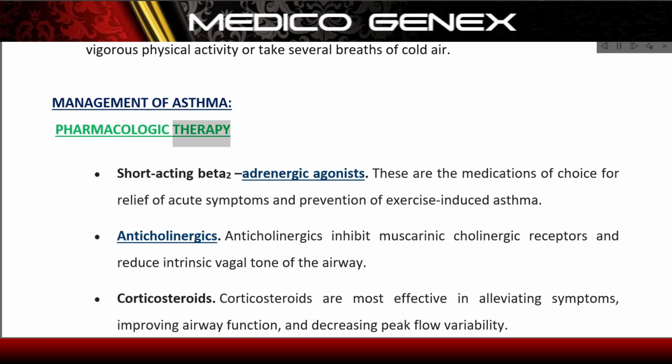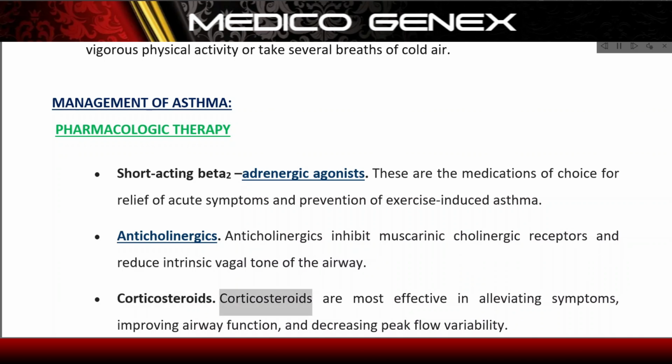Pharmacologic therapy. Short-acting beta-2 adrenergic agonists. These are the medications of choice for relief of acute symptoms and prevention of exercise-induced asthma. Anticholinergics. Anticholinergics inhibit muscarinic cholinergic receptors and reduce intrinsic vagal tone of the airway.